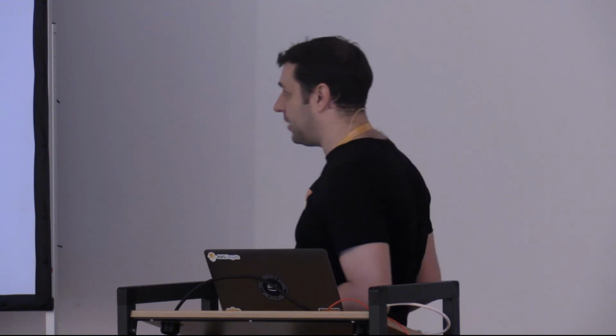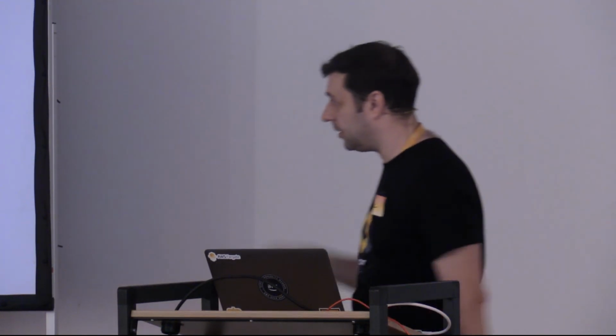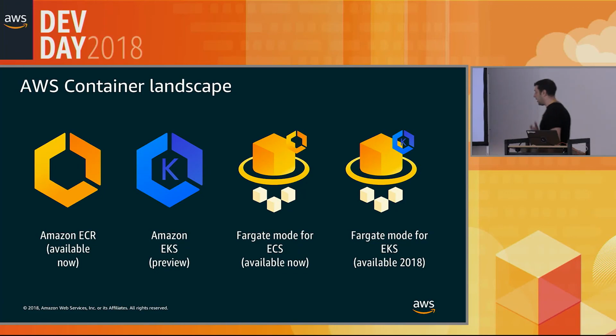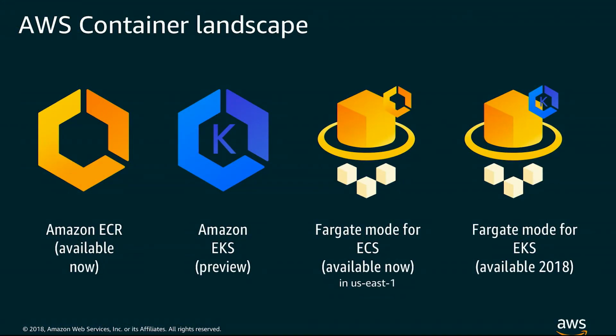So our container landscape, you can see it's quite varied: ECR, EKS, and then our Fargate modes for taking that infrastructure management away from you. We're going to dive deeper into some of these sessions later. The next one on is Brent doing ECS, and then Christoph is going to come and do EKS, and then it's back with me again for Fargate. One thing to say is that ECS for Fargate is only in US East 1 at the moment.